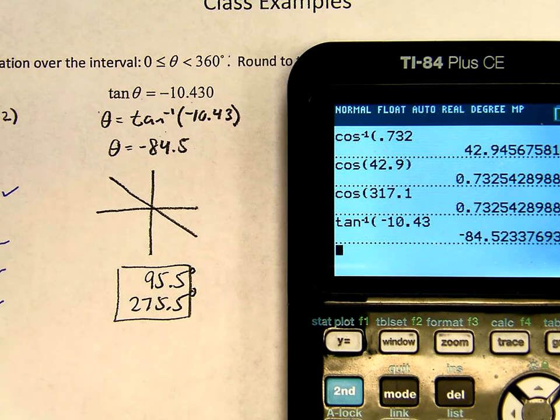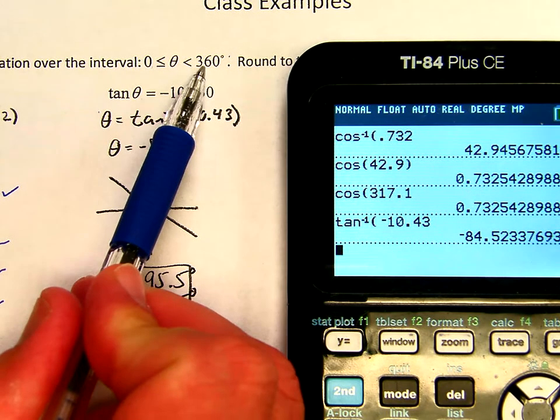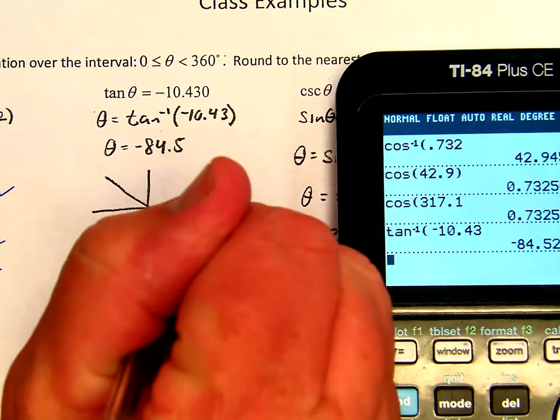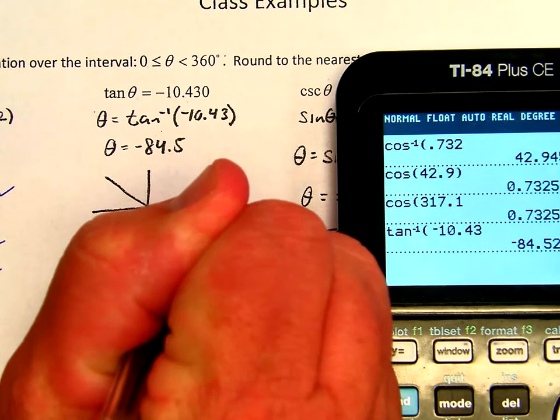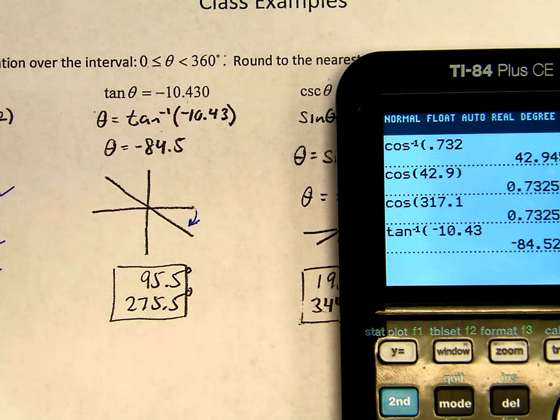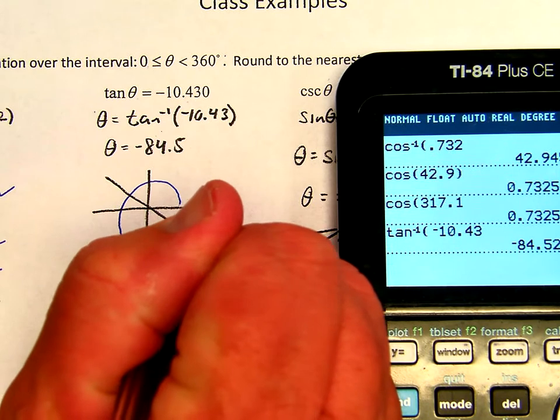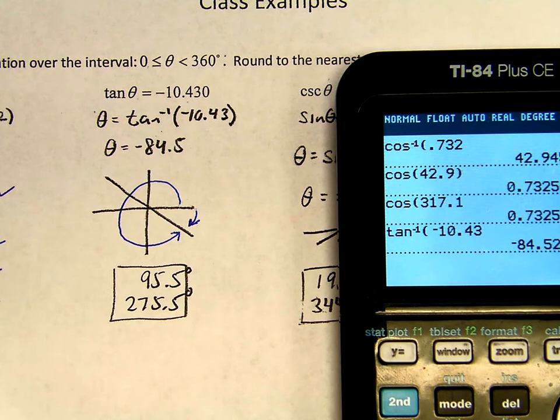The calculator says negative 84.52. Negative 84.52 is not in a 0 to 360 interval. Therefore, it's not one of our solutions. What it gave us was the fourth quadrant solution, rotating in a negative direction. So what we have to do is get the fourth quadrant solution rotating in a positive direction. So we're going to go 360 minus 84.5. That gives us that solution right there.